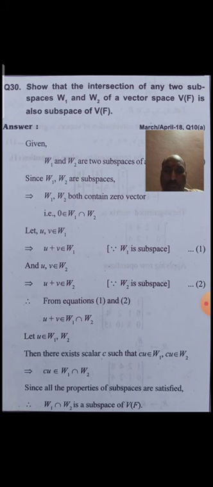Let u belong to W1 and u belong to W2. Then there exists a scalar C such that Cu belongs to W1 and also Cu belongs to W2, which implies Cu belongs to W1 intersection W2. Since all the properties of subspaces are satisfied, therefore W1 intersection W2 is a subspace of V of F.